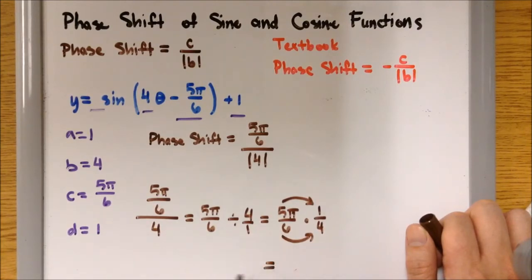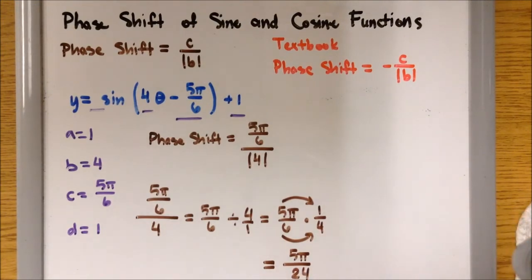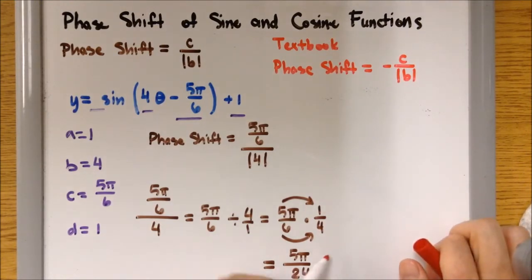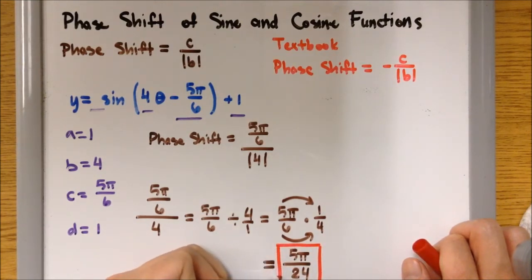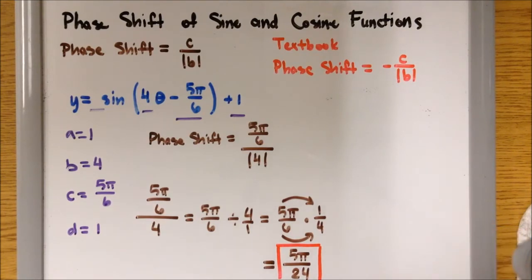When it's multiplication, numerator times numerator, denominator times denominator. So it's going to equal 5 pi in the numerator, and then 6 times 4 is 24 in our denominator. So our phase shift is 5 pi over 24. So that's our phase shift.